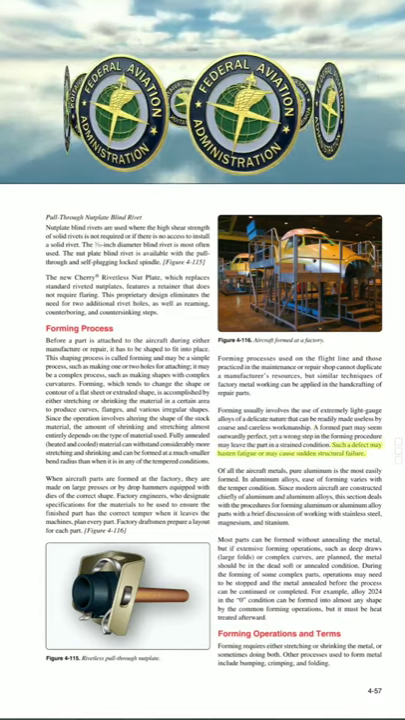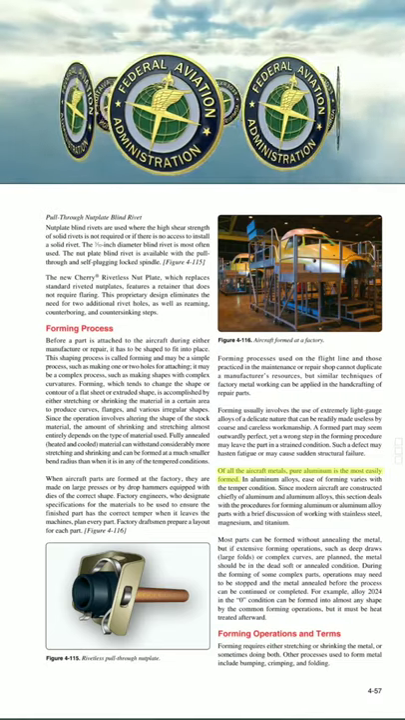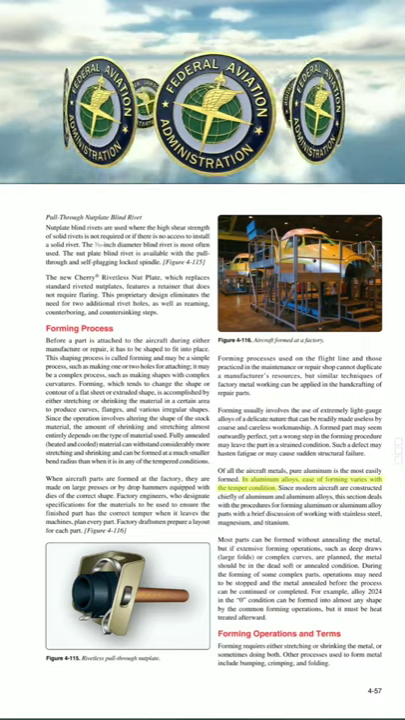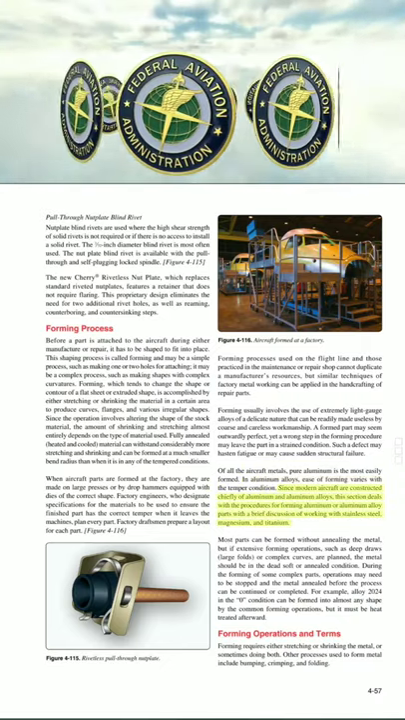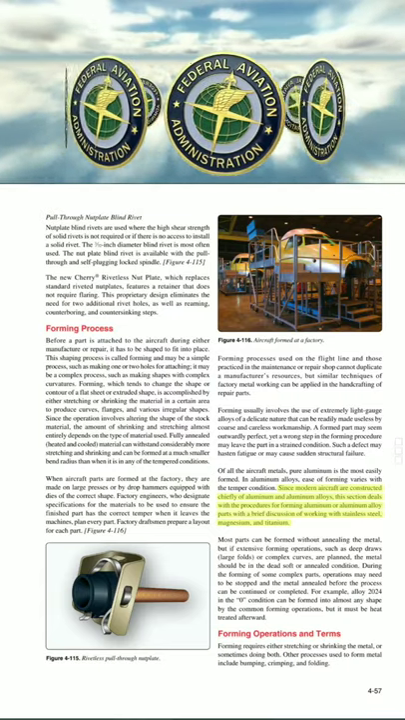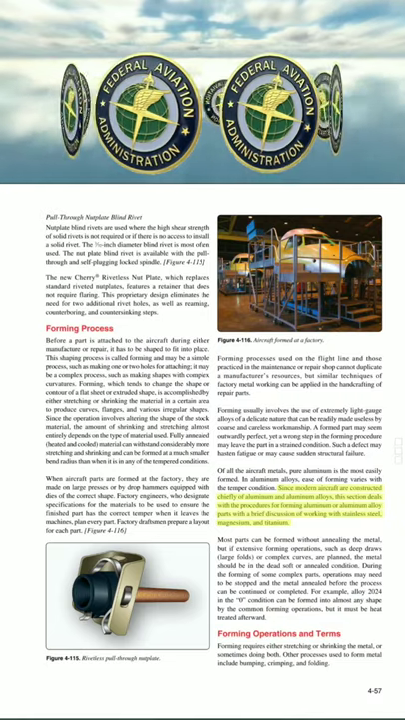Such a defect may hasten fatigue or may cause sudden structural failure. Of all the aircraft metals, pure aluminum is the most easily formed. In aluminum alloys, ease of forming varies with the temper condition. Since modern aircraft are constructed chiefly of aluminum and aluminum alloys, this section deals with the procedures for forming aluminum or aluminum alloy parts, with a brief discussion of working with stainless steel, magnesium, and titanium.